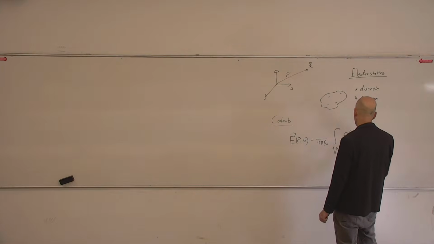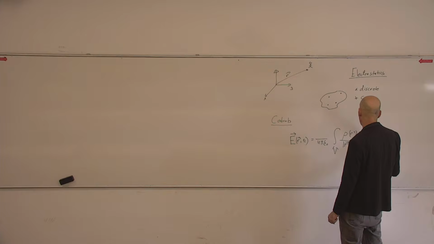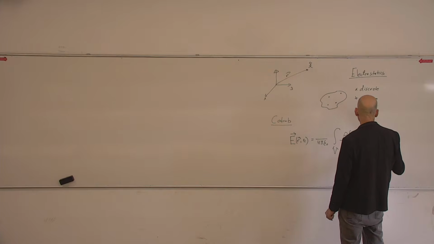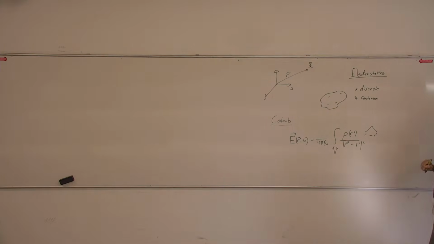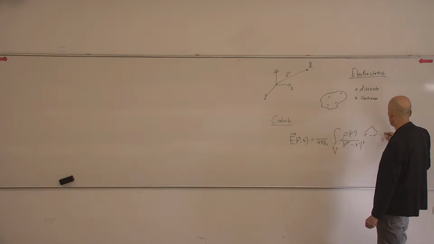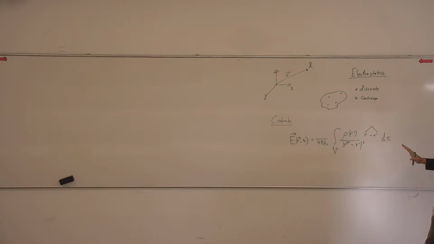Then what does Coulomb's law say? You have the r, the position of the observer, minus r prime, to the power 2. And here I have a unit vector. So this hat is the unit vector. And all this I integrate over something I call d tau. This is the famous Coulomb's law in our course.